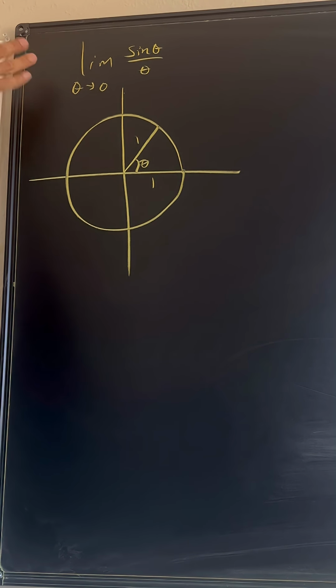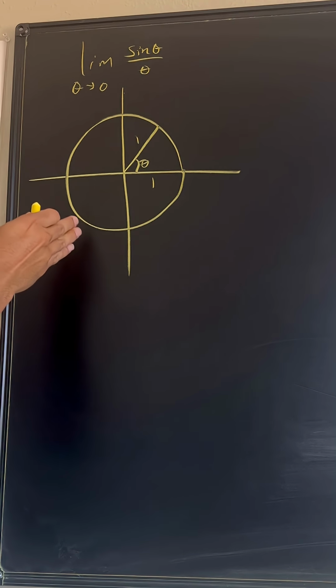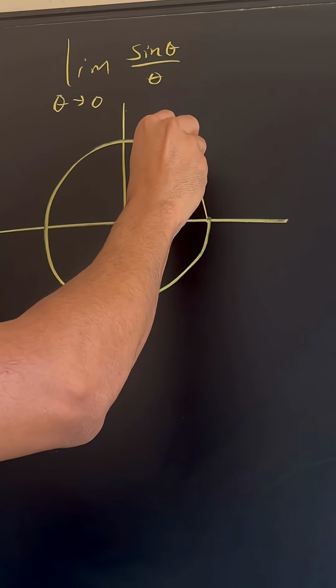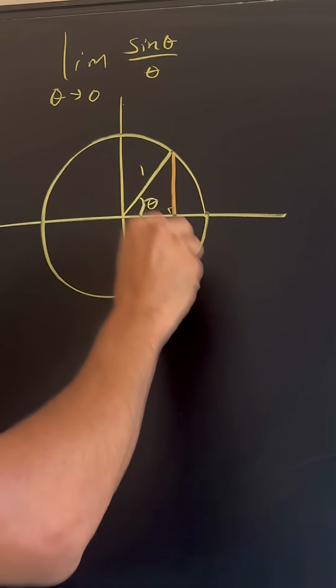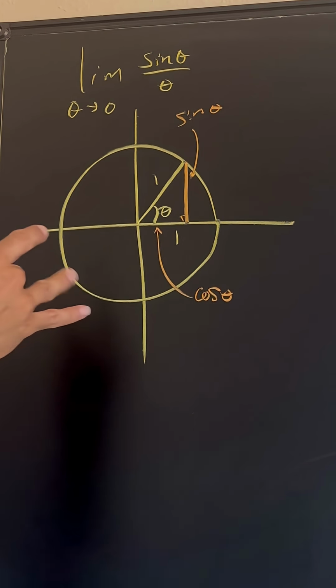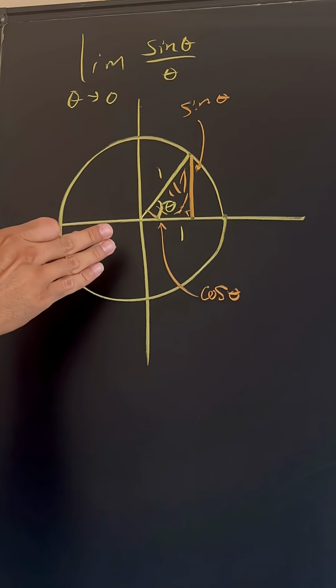If we're trying to find this limit right here, we're going to refer to the unit circle. We have a particular sector here with some radian theta. First, we're going to go ahead and draw a right triangle that has a base of cosine theta and a height of sine theta. You can quickly see this through SOHCAHTOA. Great, so we have this right triangle.